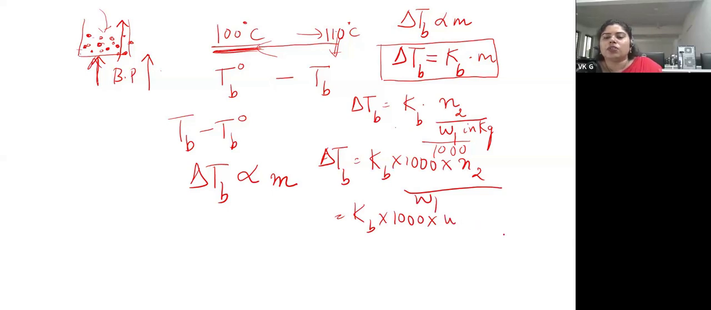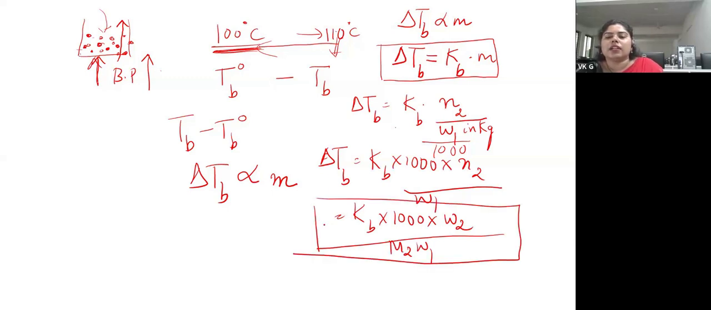How do we get the mass? W2 divided by molar mass into W1. This is the formula for delta TB. That is, delta TB is equal to KB into 1000 into W2 divided by M2 into W1. Very, very important formula for boiling point. I want you all to remember this. That is, delta TB is equal to KB into m. And the other one is delta TB is equal to 1000 into W2 into KB divided by M2 into W1. This will be the formula for elevation in boiling point.